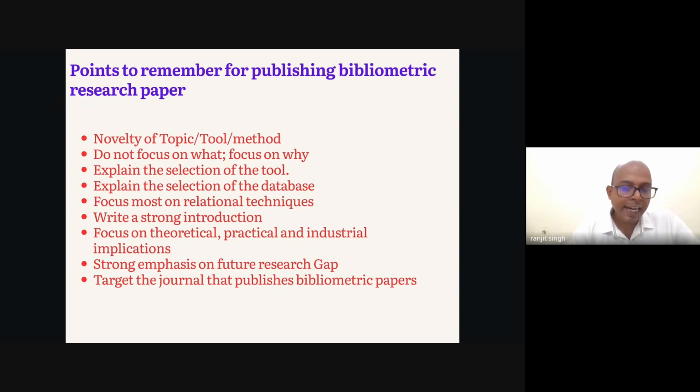And if you identify that these journals publish bibliometric papers, then you focus on them and submit the paper to that journal. If you do not identify any paper related to bibliometrics in that journal, then please don't submit it, because it will be rejected. They are not interested in bibliometric papers.